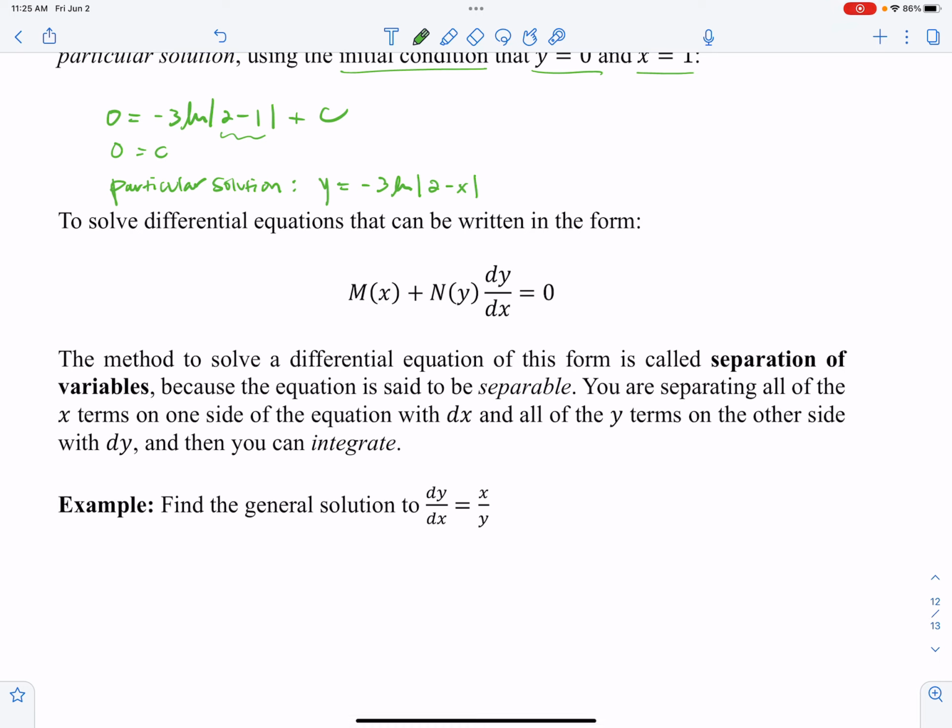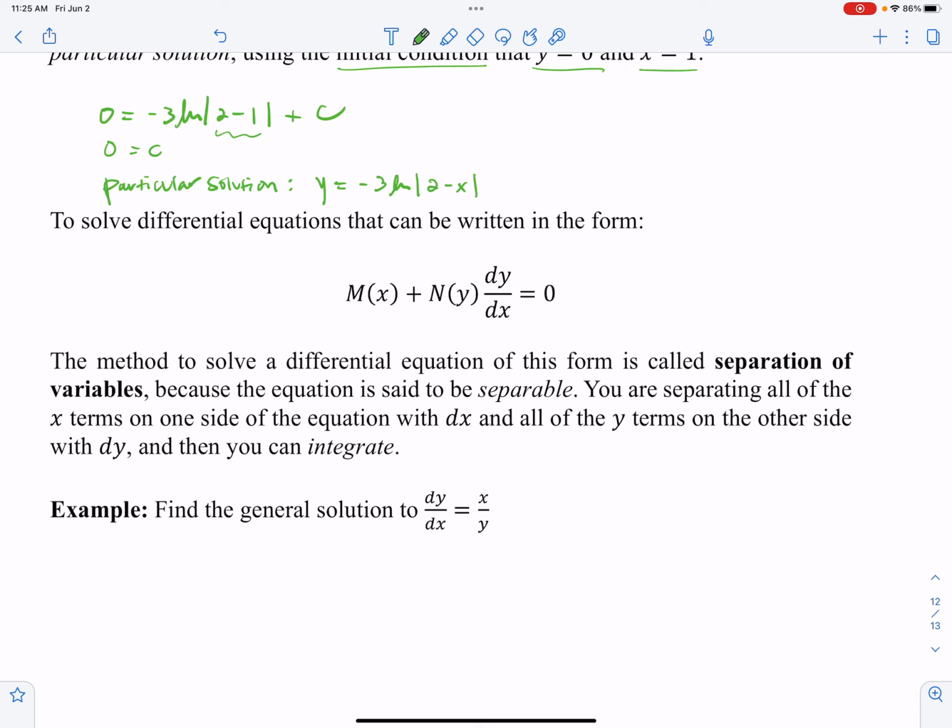So some differential equations do not necessarily have just dy over dx equals some rule in terms of x. Some more complicated differential equations might require this method referred to as separation of variables. And any differential equation that can be written in this form, which, don't get too worried about this form, can be solved using separation of variables. And the separation part goes along with the method, right?